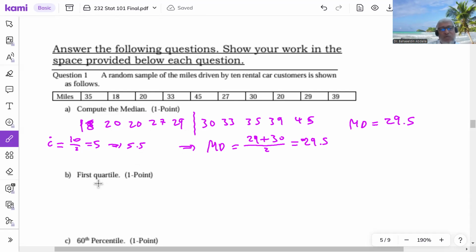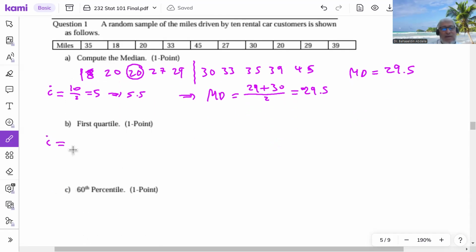Find the first quartile. The first quartile, Q1, is the median of the left part, the 5 numbers. So this is the median of them, which is in fact Q1, very easy. But if you want to follow the method, find i first, the position of the first quartile. 25% are to the left of the first quartile.